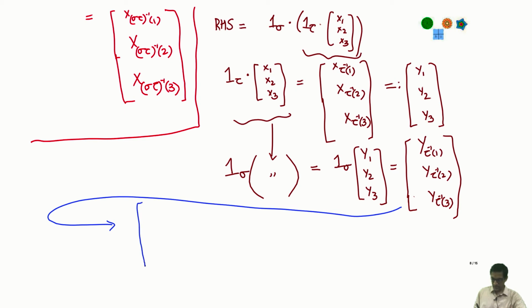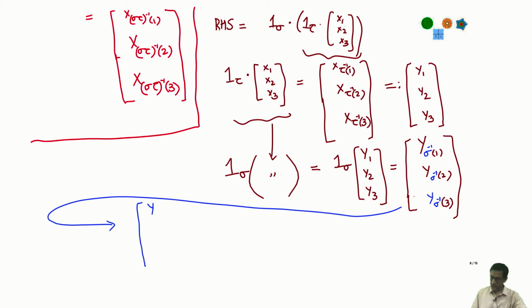Now remember, y tau inverse 1. So what is y of anything? y_i is the same as x sub tau inverse of i. Sorry, I made these taus instead of sigmas. Recall I'm hitting it with a 1 sigma, so these should all be sigmas instead of taus. So let's make that change. This should actually be y sigma inverse 1, y sigma inverse 2, y sigma inverse 3.